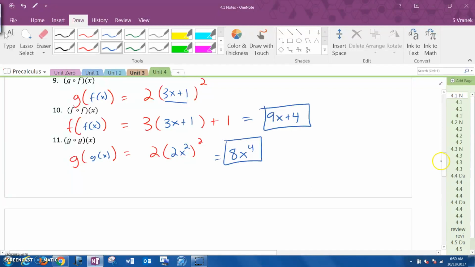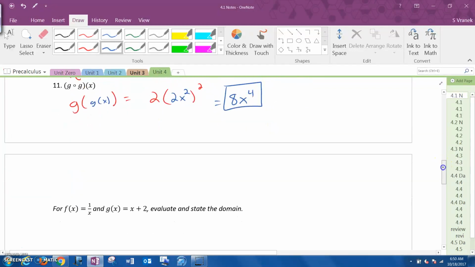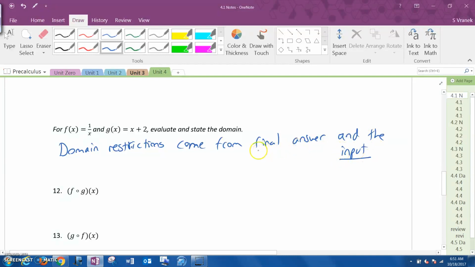Okay, the last thing we're going to talk about is domain for functions. Thing that's important to note, the domain restrictions come from the final answer and the input. Those are the 2 things you have to look at for your domain restrictions.